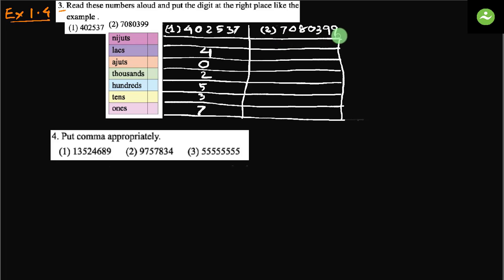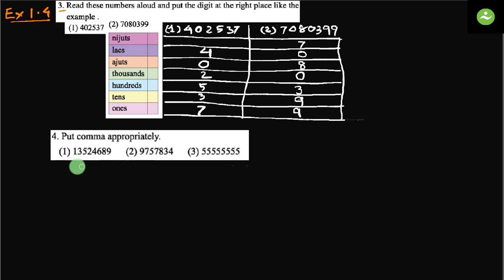Next one, 7080399. 9 on ones. Next, 9 is on tens. 3 is on hundreds. 0 is on thousands. 8 is on ten thousands. This 0 is on lakhs. And 7 is on ten lakhs. Okay, done.